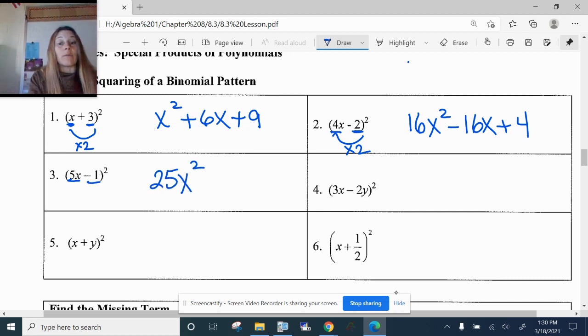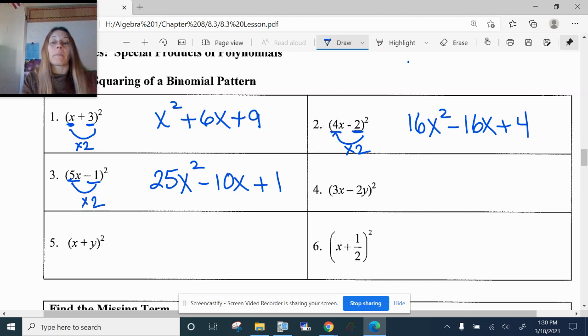Negative 1 times negative 1 is positive 1. And to get the middle, I'm going to multiply those together. 5x times negative 1, which is negative 5x. And then I'm going to double that, negative 10x.